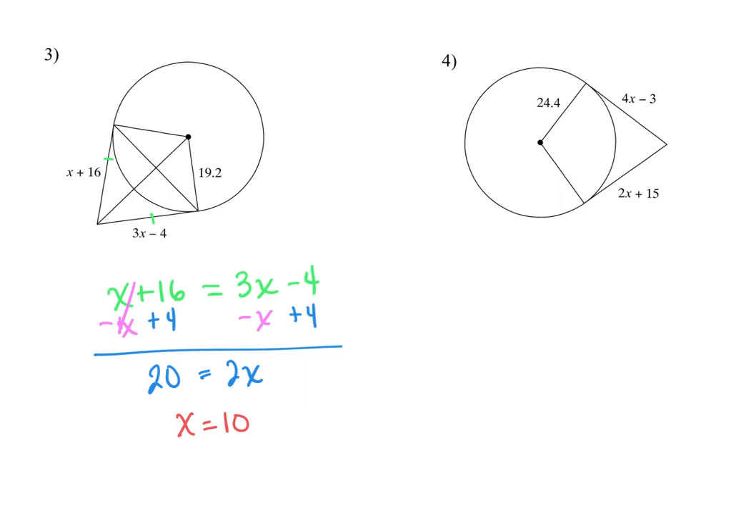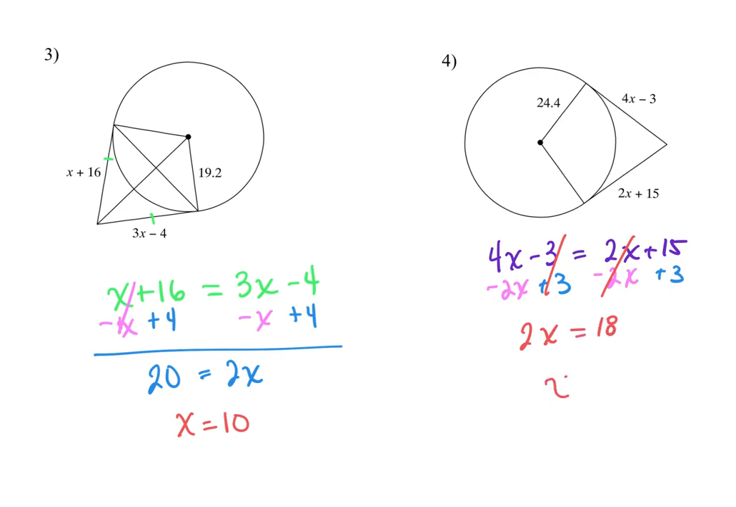Do exactly the same thing on the other side. You don't even need the 24.4. That's additional information. You can set 4x minus 3 equal to 2x plus 15. Variables on one side, numbers on the other. Cancels here, you get 2x equals 18, so x here equals 9.